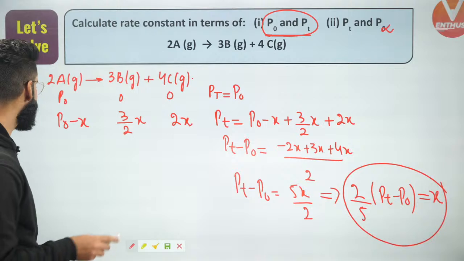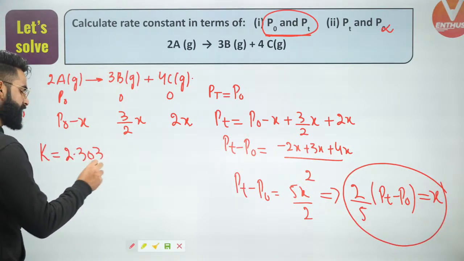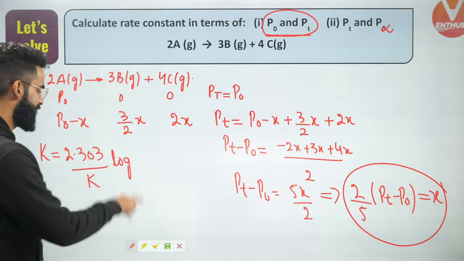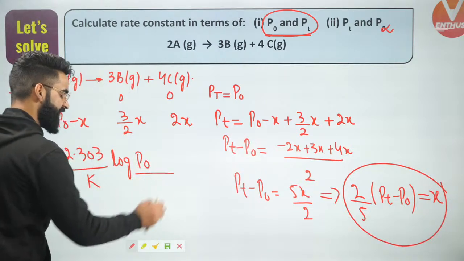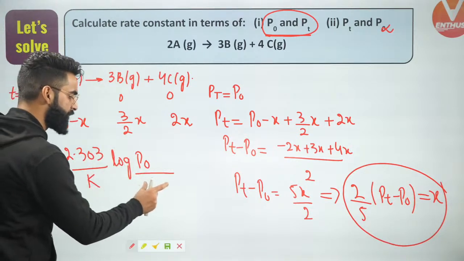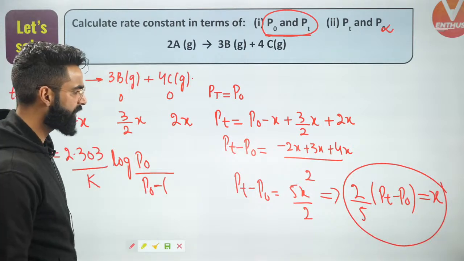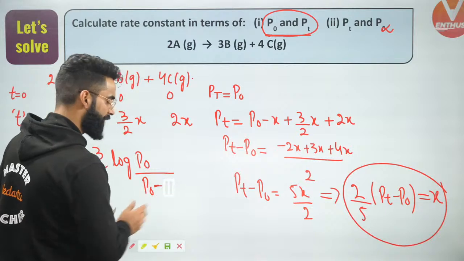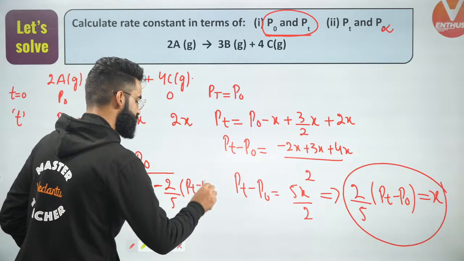Now guys, understand. I need to write the rate constant in terms of P naught and Pt. It's simply going to be equal to 2.303 divided by t, log of initial concentration of reactant. Instead of initial concentration, I'm using the initial pressure of reactant, which is P naught, divided by the pressure of reactant left at time t, which is P naught minus x. The x value I have already got: 2 divided by 5 multiplied by Pt minus P naught.